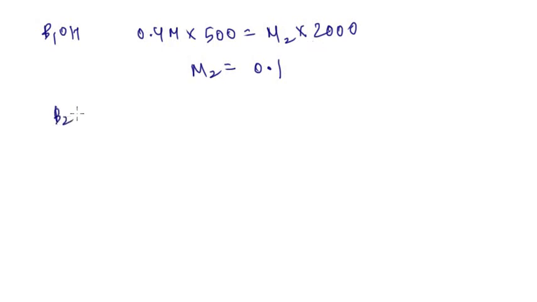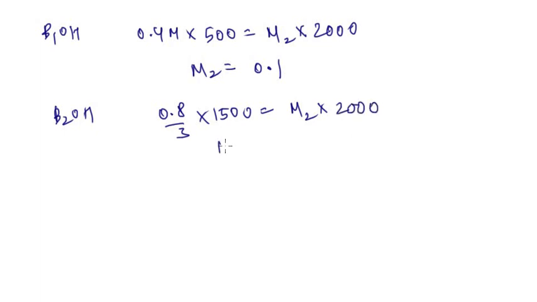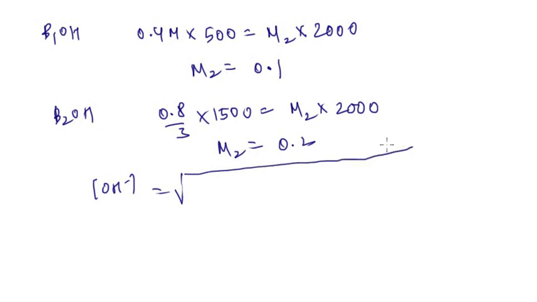If we talk about B2OH, initially it was 0.8 by 3 molar and volume V1 is 1500 ml. Now M2 is the final molarity, and the final volume is 2000 ml. So M2 equals 0.2. So the concentration of OH negative, as now we can use that formula because the molarity has changed, is the root of Kb1M1 plus Kb2M2.